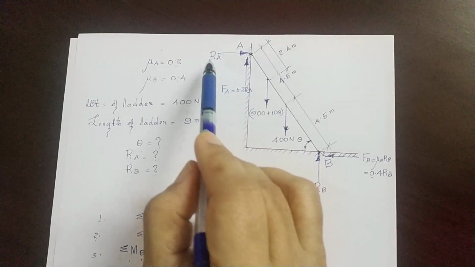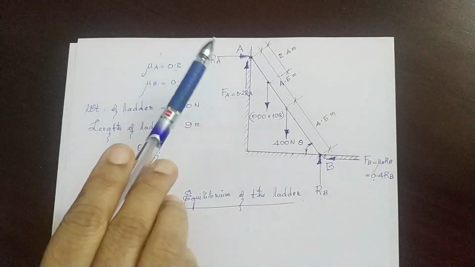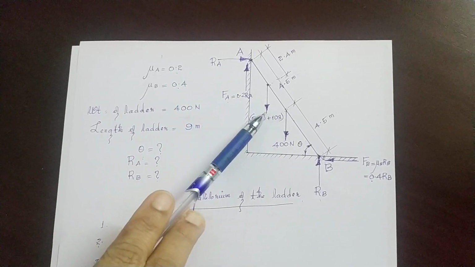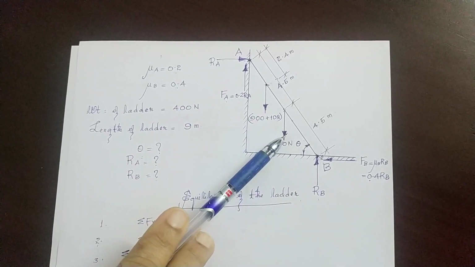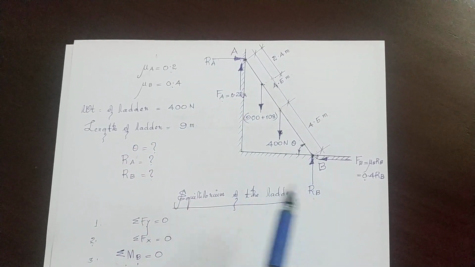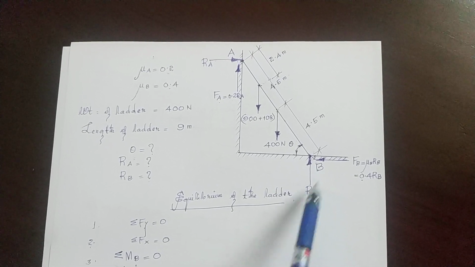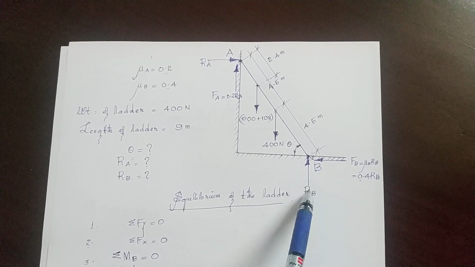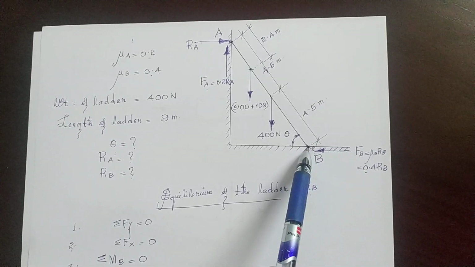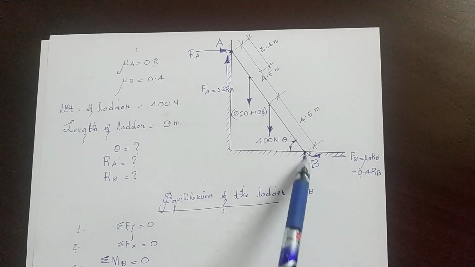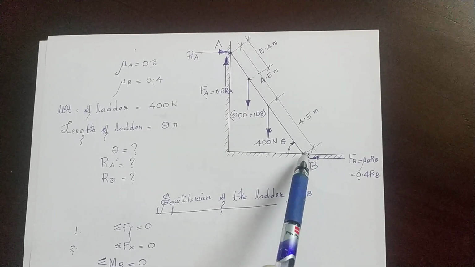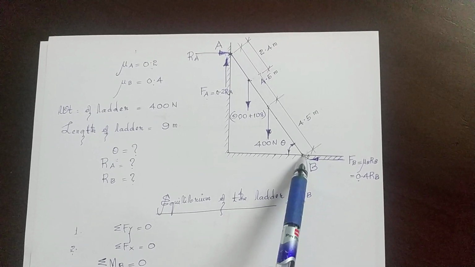Now, considering all the forces one by one, we'll take RA, we'll take FA, we'll take this force and this force, and equate the moments of all these forces about B as 0. Of course, we have RB and mu B RB, but since these two forces are acting at B itself, they won't have moments about B because the distance between their lines of action and B is 0. They are acting at B, which means that their moments are 0.